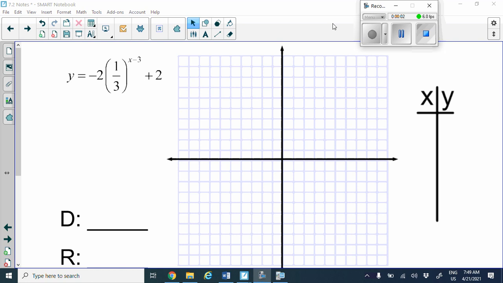Hey guys, so here's part 2 of the 7.2 notes. We're graphing exponential decay functions.